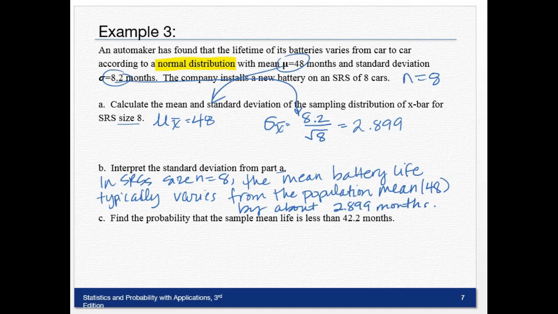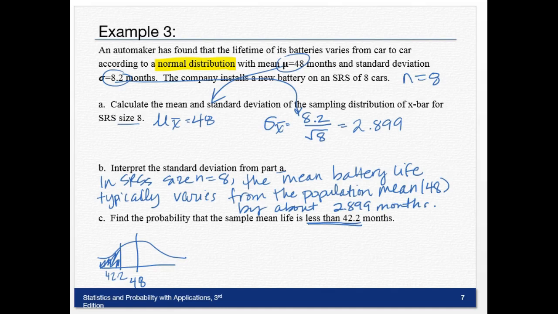Part C, find the probability that the sample mean life is less than 42.2 months. So we know it's normal because the problem stated that. So we draw our normal distribution. We label our mean, which is 48. And then we look at what it's asking, less than 42.2 months. So 42.2 is over here. So less than 42.2, we're going this direction.